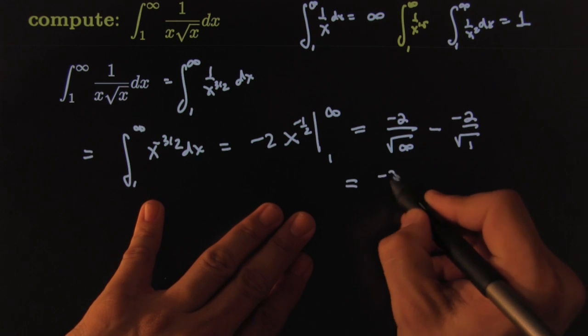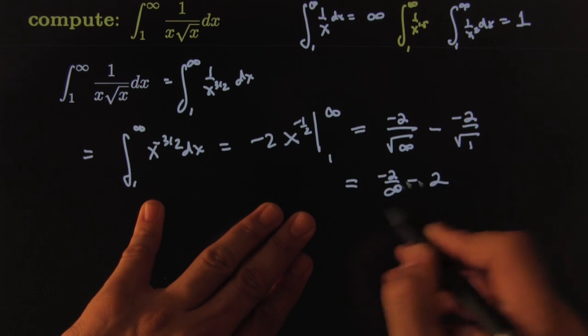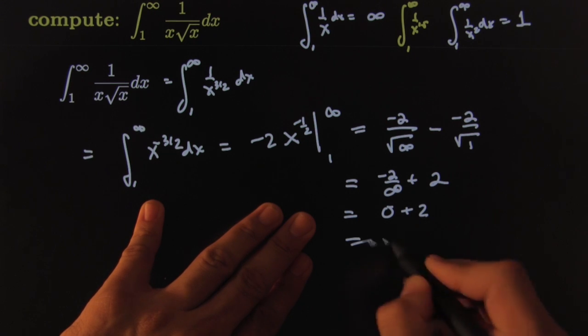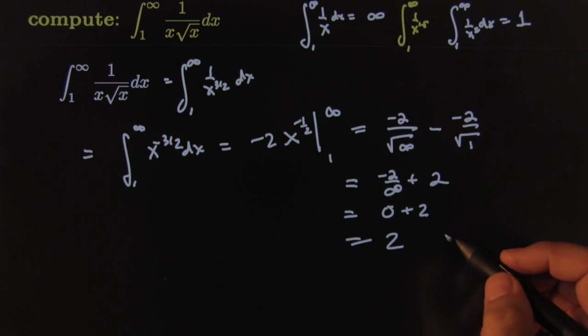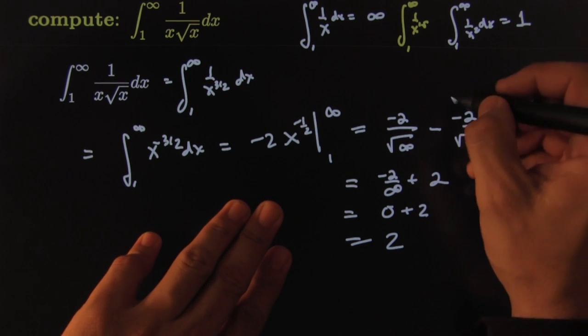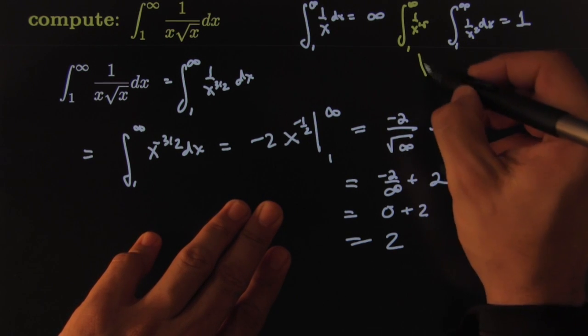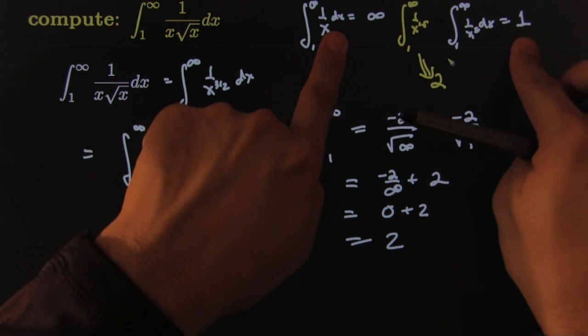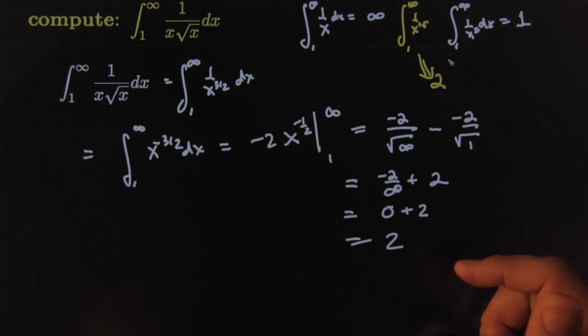I reckon that's negative 2 over infinity minus negative 2, which is plus 2. I reckon that's equal to 0 plus 2. That's equal to 2. See that? This one turned out to be equal to 2. It's in between these guys, in between 1 and infinity. Nice, huh? It gets interesting.